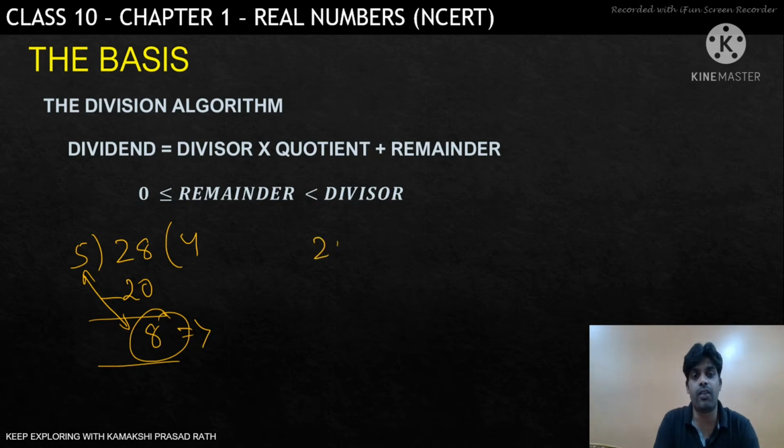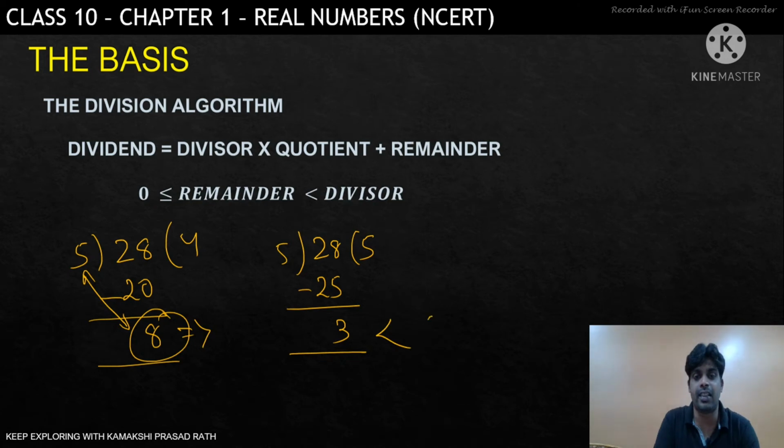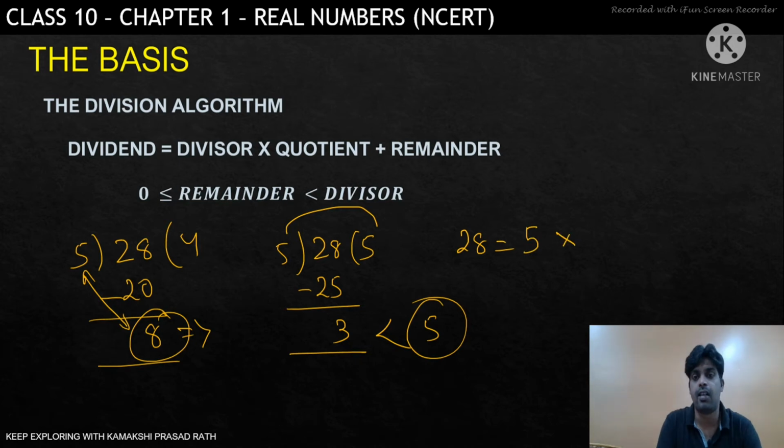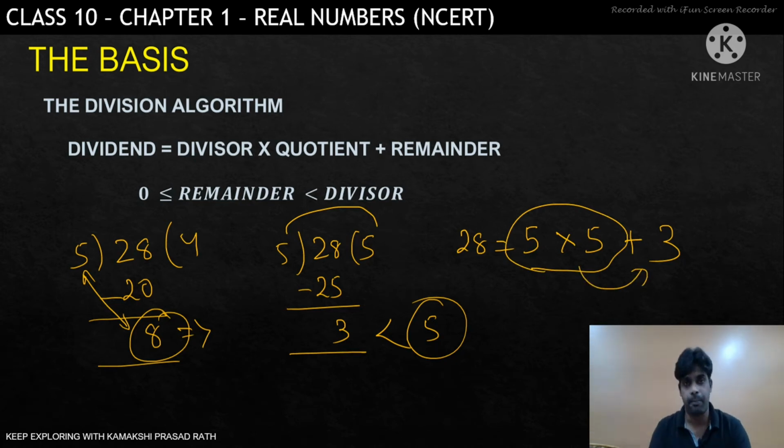So what actually we have to do: 5 5s are 25. So the remainder becomes 3. Now we can see the remainder is less than the divisor. And 28 can be written as 5 into 5, that is the divisor multiplied by quotient, plus remainder. So 5 5s are 25 plus 3, 28. So that's the simple division algorithm we have been doing since childhood.